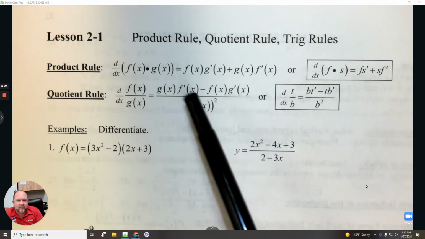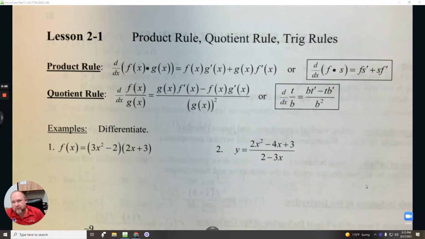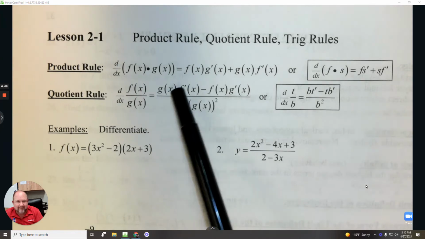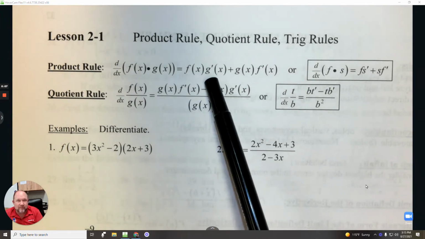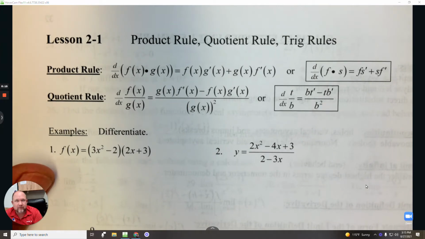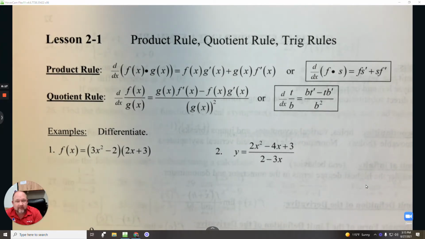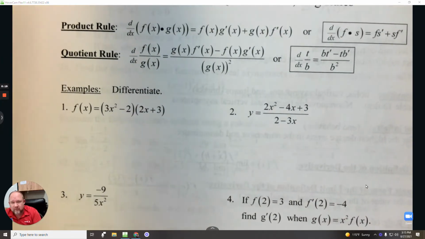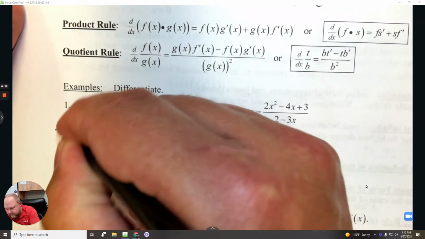This lesson is the product rule, the quotient rule, trig rules. Product rule: the first times the derivative of the second plus the second times the derivative of the first. The quotient rule: the bottom times the derivative of the top, subtract the top times the derivative of the bottom, over the bottom squared. Let's practice. So number one, we're going to use the product rule.